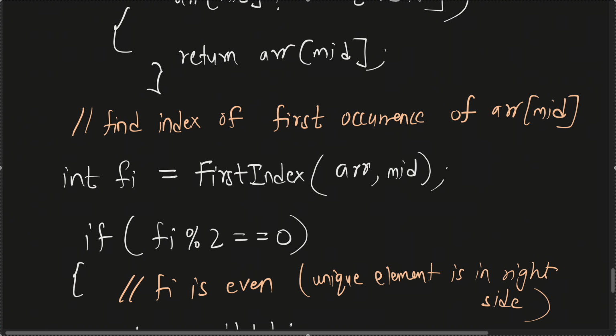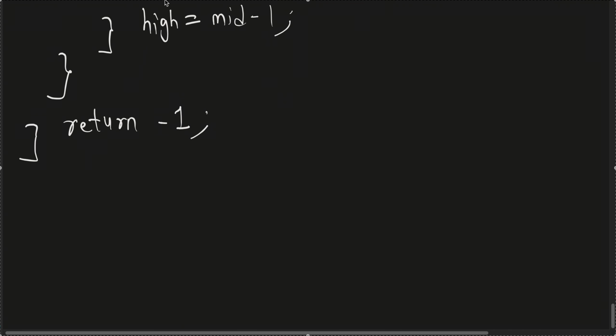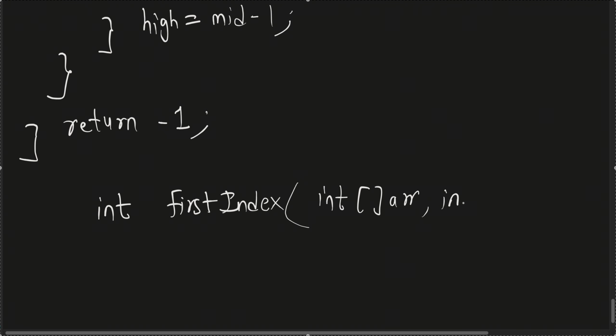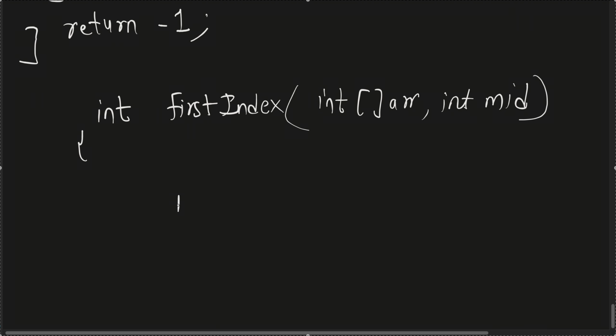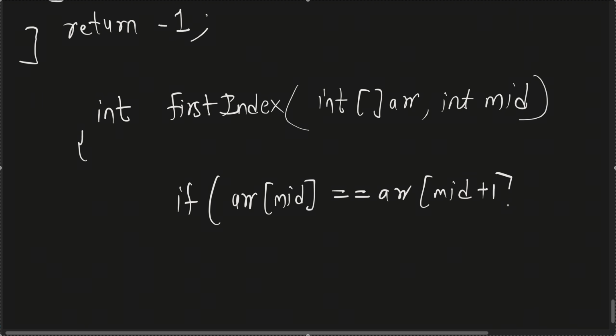Now let's write the logic for finding the first index. So integer first index, that logic is very simple. It takes the array and the middle element. Only one if condition is there. If array of mid is equal to array of mid plus 1, then we will simply return the middle element, because that is the first index, right?